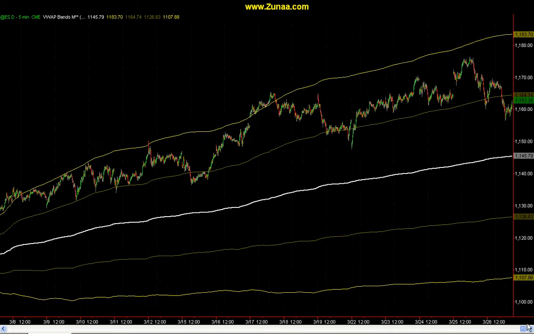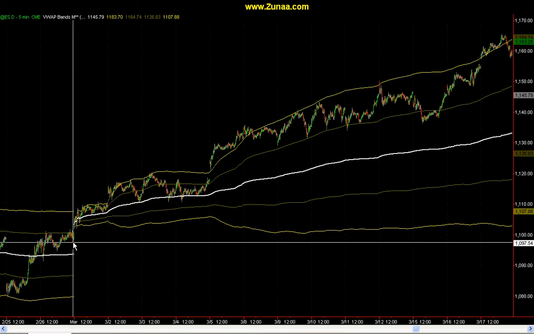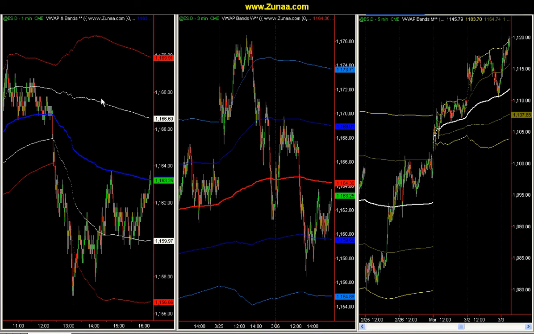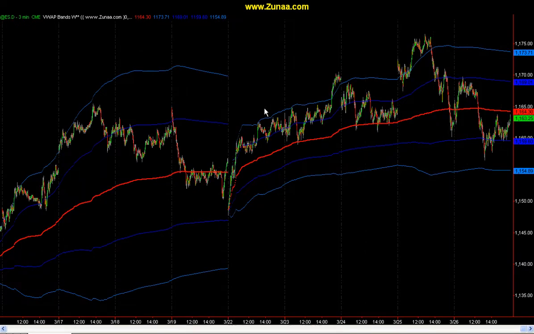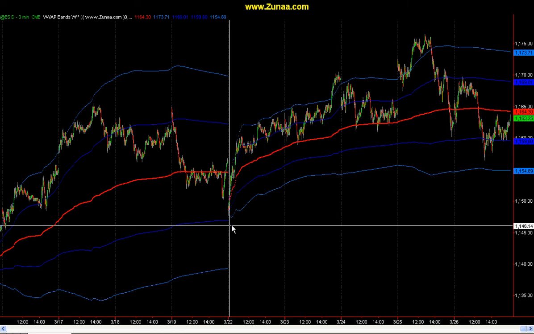Now I have it on a 5-minute chart here, and since I have it on a 5-minute chart, the first interval of the month corresponds with 9:35. So on the begin time, I have 9:35 entered instead of 9:31. As you recall, on the 1 minute we had 9:31. Now on the weekly, I have it on a 3-minute, and on the 3-minute the begin time corresponds with 9:33, as the first bar of the beginning of the volume weighted average price and bands.